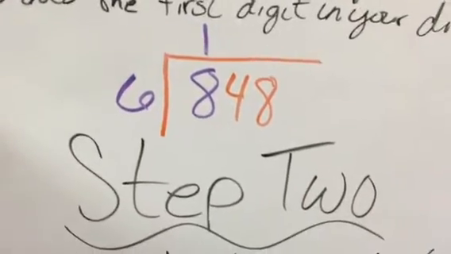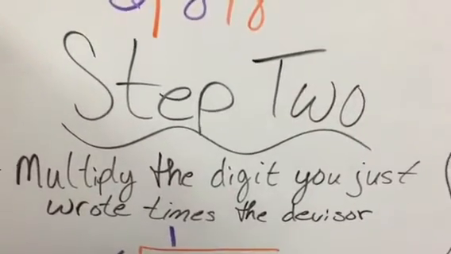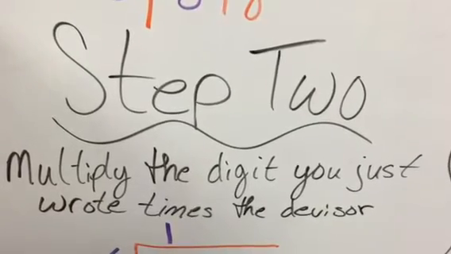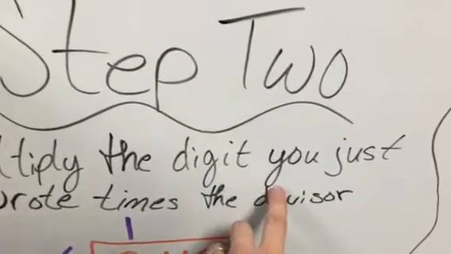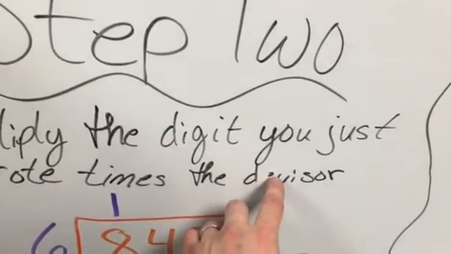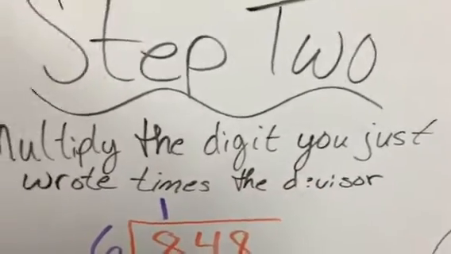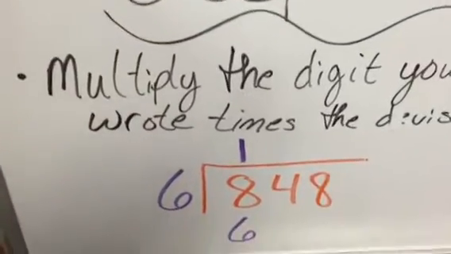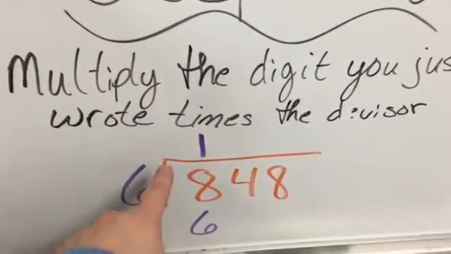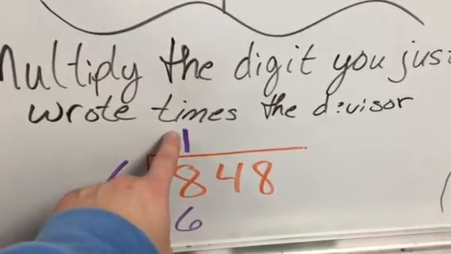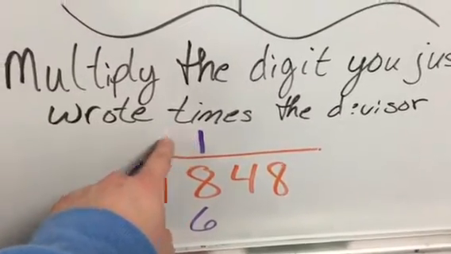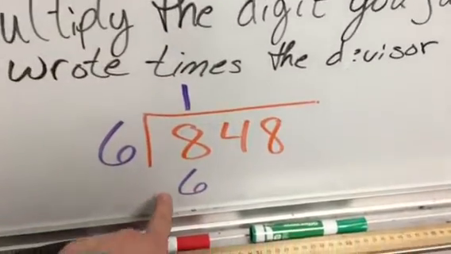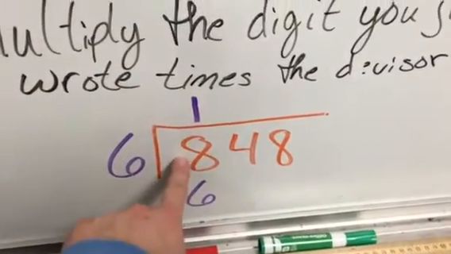Then I go to step 2. Multiply the digit that you just wrote times the divisor. It helps if you spell divisor wrong. Sorry, guys. Yeah, it's an I. All right. So for this, I multiply the digit I just wrote, this 1, times my divisor, which is 6. So 1 times 6, and I write my answer right there underneath that first digit.